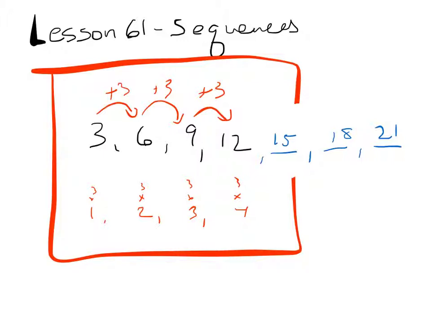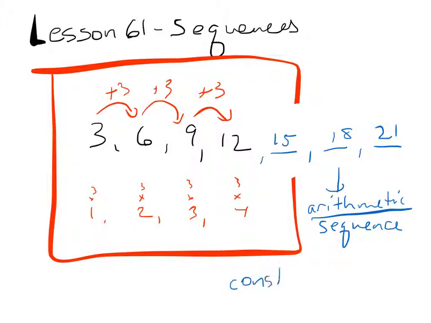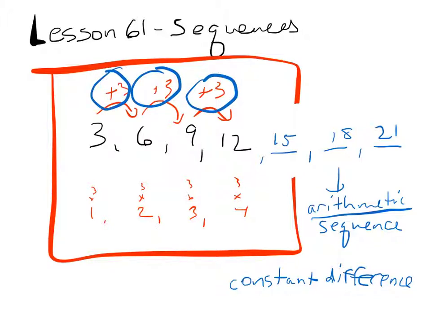So this is called an arithmetic sequence. And the reason it has that name is here we see arithmetic, which is usually associated with addition, but it means there's a constant difference. And the constant difference is up here. They always stay the same.